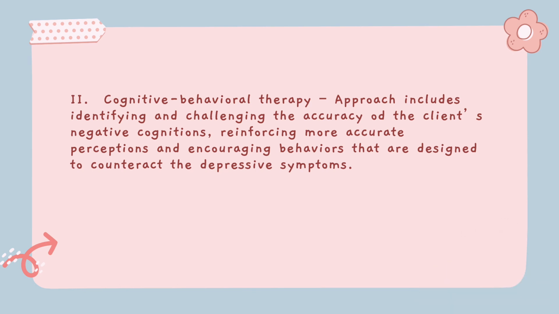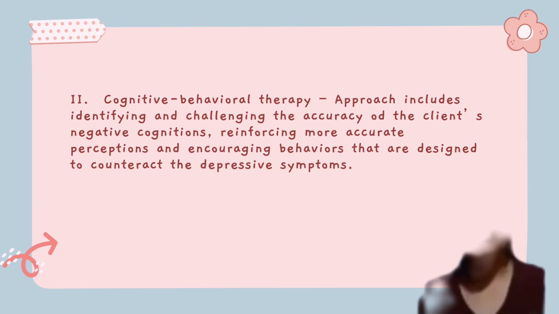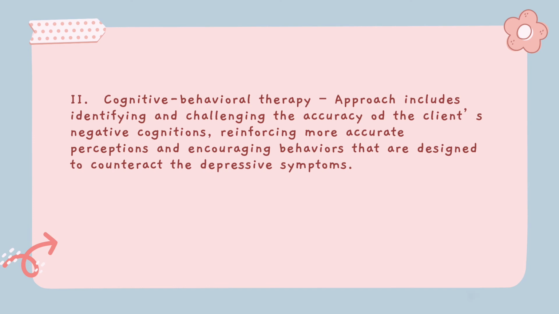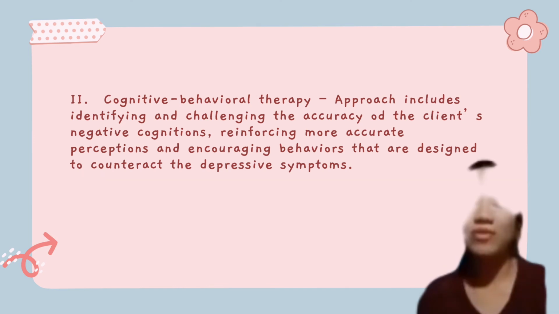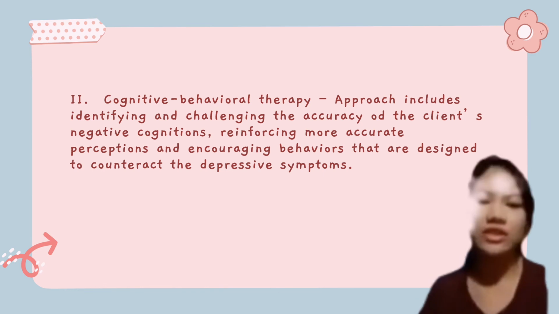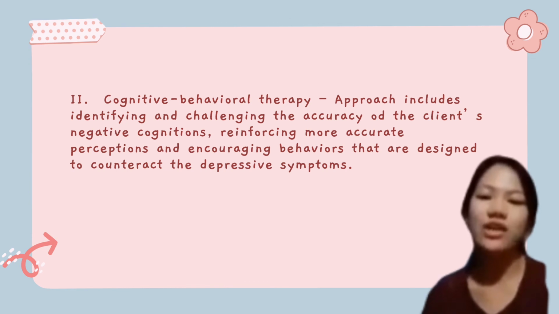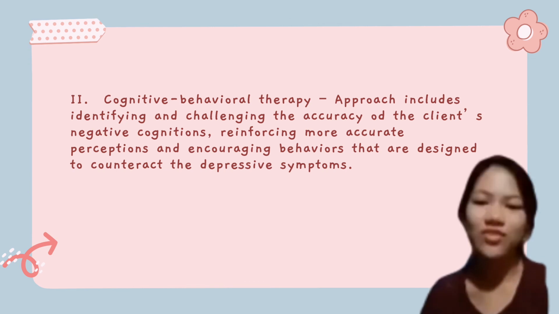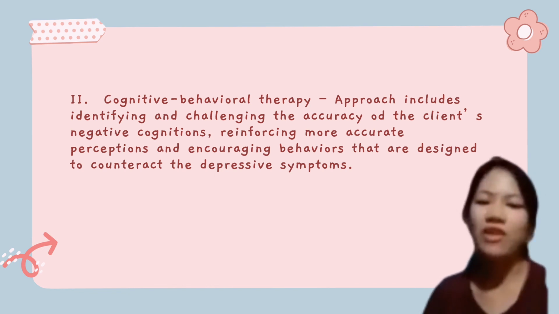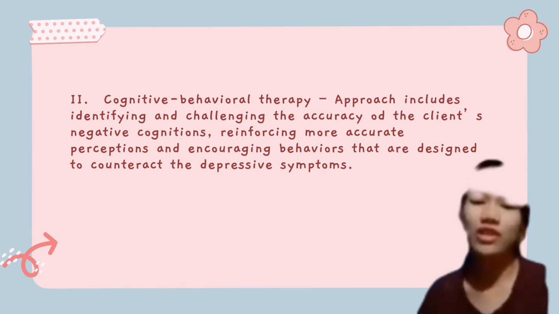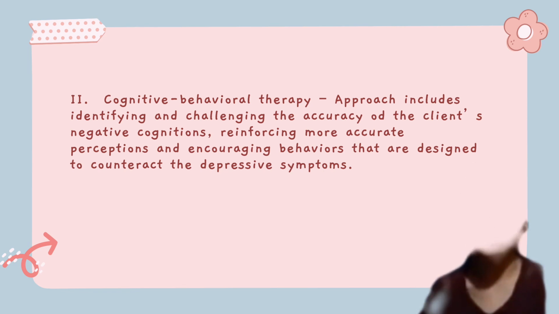Then next is cognitive behavioral therapy. It is a form of psychological treatment that has been demonstrated to be effective for a range of problems including depression, anxiety disorder, alcohol and drug use problems, and other mood disorders. This approach includes identifying and challenging the accuracy of the client's negative cognition, reinforcing more accurate perception, and encouraging behavior that is designed to counteract the depressive symptoms.